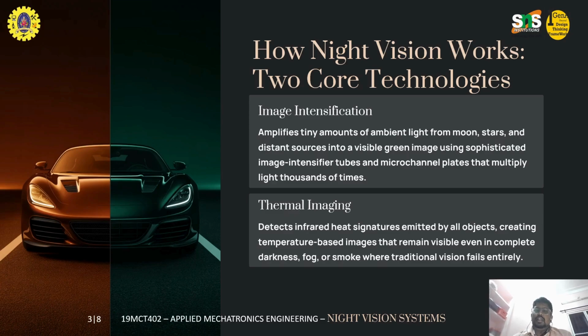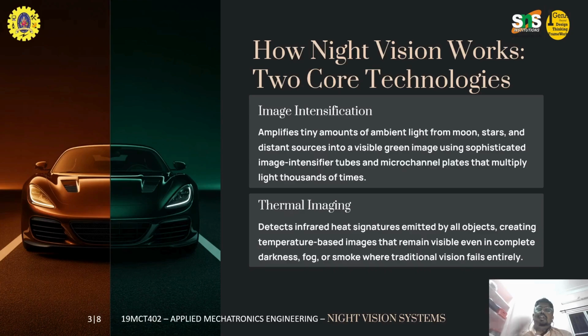So an infrared heat signature can be used to identify objects, or we can create temperature-based imaging that remains visible even in complete darkness, fog, or smoke, when traditional visual systems fail. Okay. So one thing we can do is use heat signatures to identify people, which you would most commonly have seen.